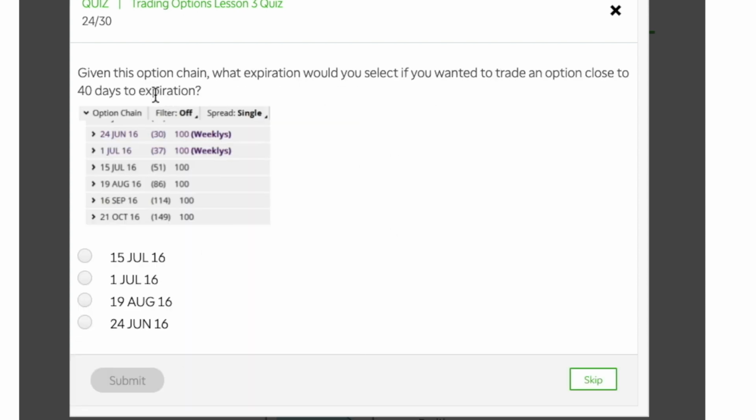Given this option chain, what expiration would you select if you wanted to trade an option closer to 40 days to expiration? So these are the days again. 37 is closer to 40 than 51 is, so July 1st, 2016.